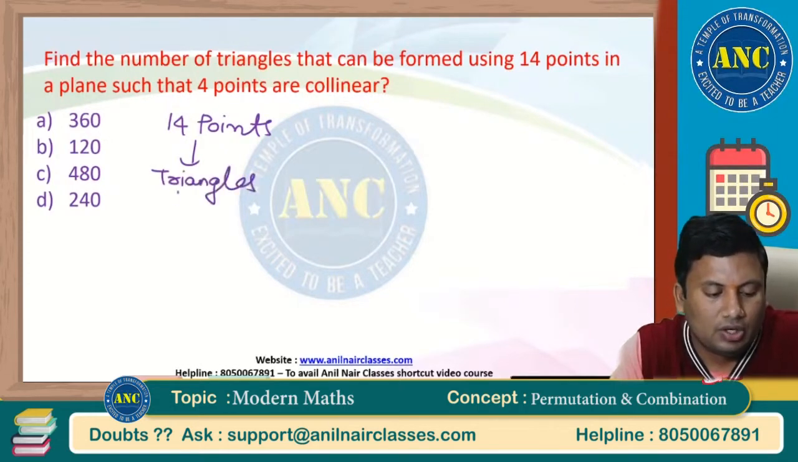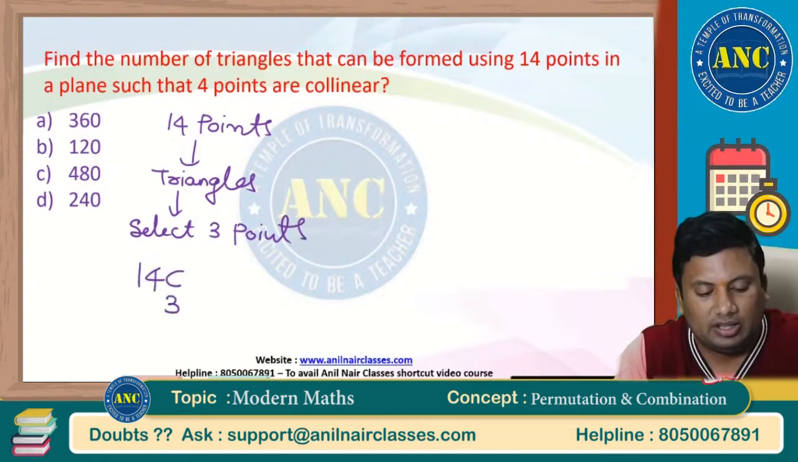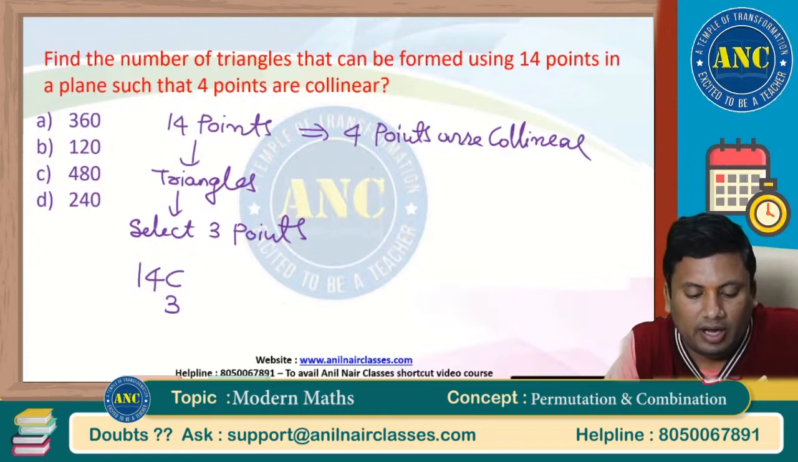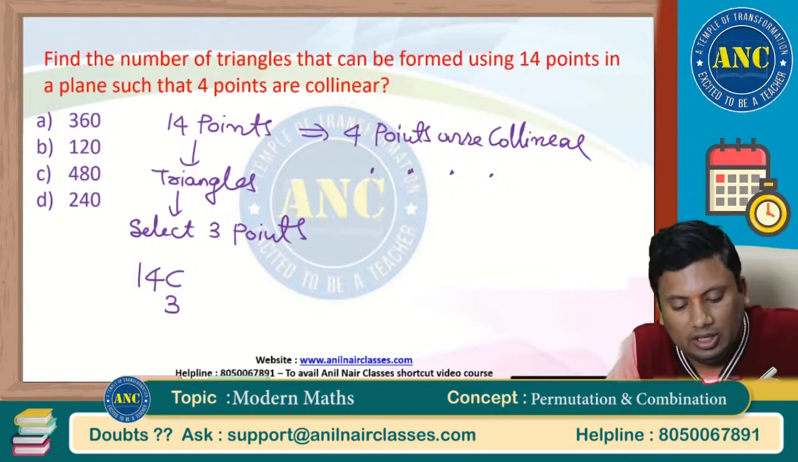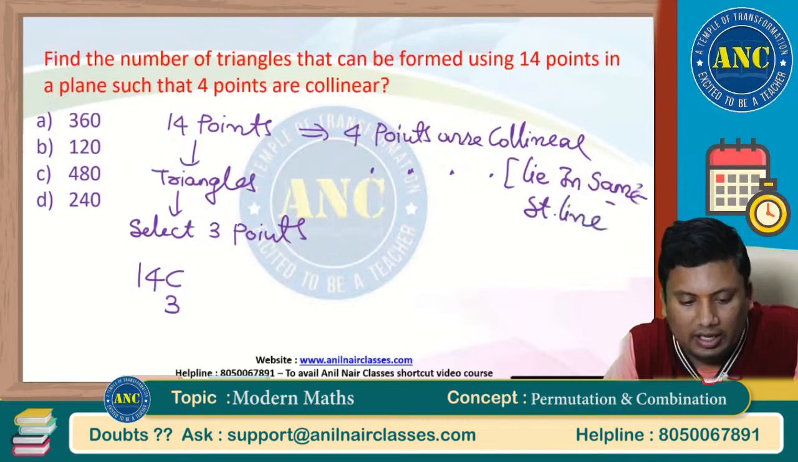To draw a triangle, I need to select 3 points. So if only 14 points are there, number of triangles will be 14C3. But in that, 4 points are collinear. When I say collinear, it means they all lie in the same straight line.